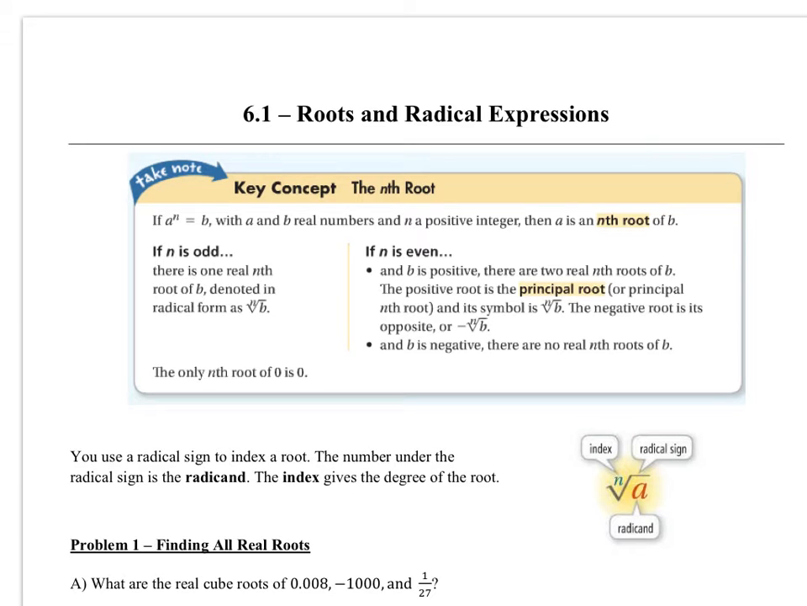6.1, roots and radical expressions. So we're talking about roots. Roots are this little symbol here. Nth root means we don't know which one we're talking about.